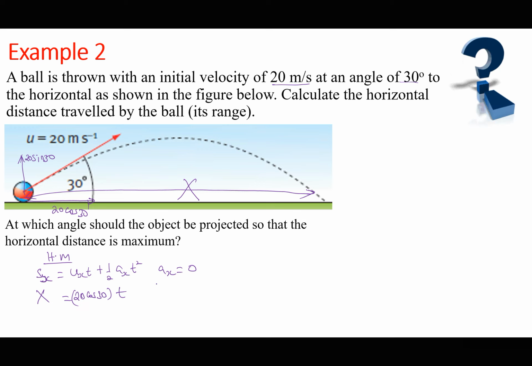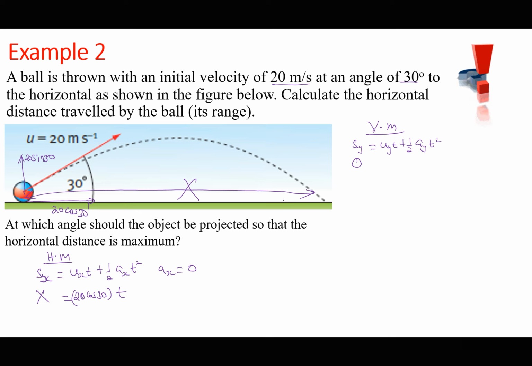But I don't have t. However, I can consider vertical motion to find t. Vertical motion: S in the vertical equals initial velocity in the vertical times t plus a half acceleration in the vertical times t squared. S in the vertical is 0 because the body falls at the same level as the point of projection.